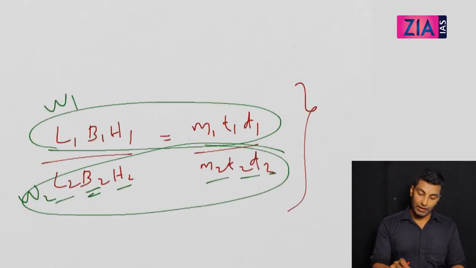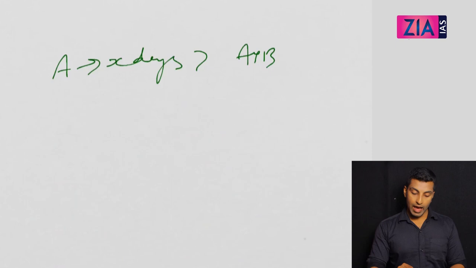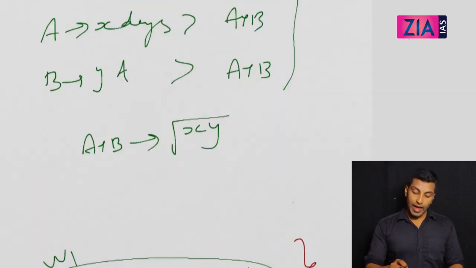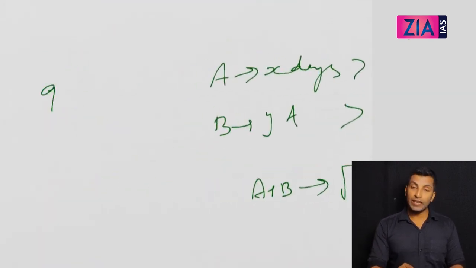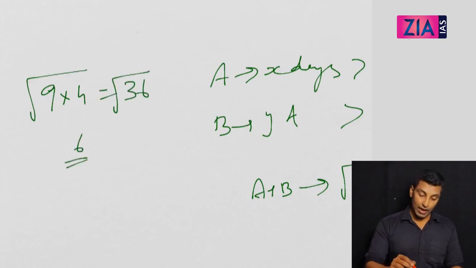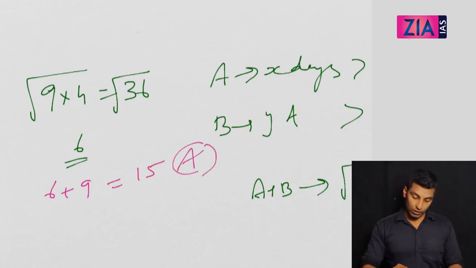Then the second important concept that we have discussed is again very, very important. That is, if A takes X days more than A plus B and B takes Y days more than A plus B, then A plus B working together can complete the work in root XY days. So for example, A takes 9 days more and B takes 4 days more: root 9 into 4 is equal to root 36, which is equal to 6. From this you can find A: 6 plus 9, because A takes 9 days more than A plus B. So A takes 15 days. B takes 4 days more, so 6 plus 4, that is 10. So B takes 10 days.